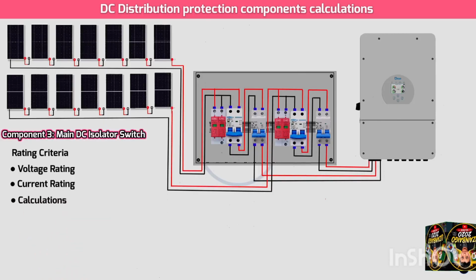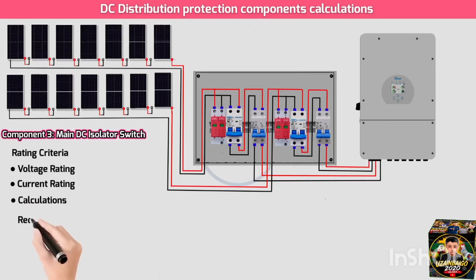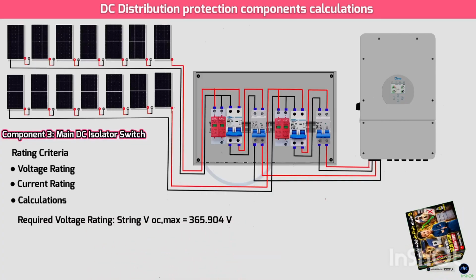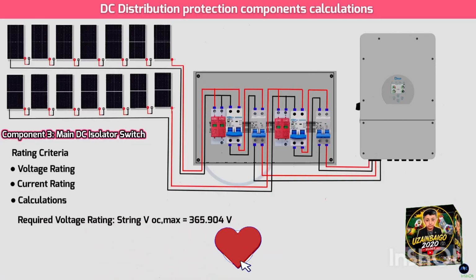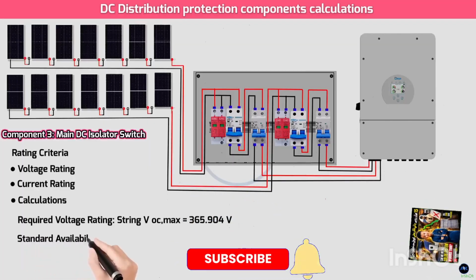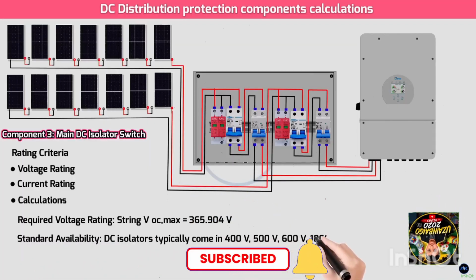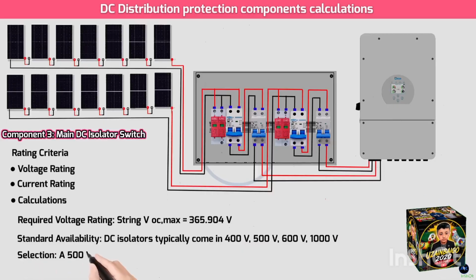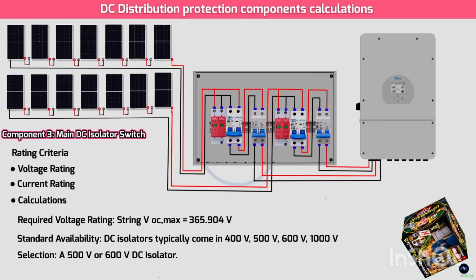Calculations. Assuming one main DC isolator handling the combined currents if the inverter had one MPPT, or for a dual input isolator. Required voltage rating: greater than or equal to string VOC max, which equals 365.904 volts. Standard availability: DC isolators typically come in 400 volts, 500 volts, 600 volts, 1000 volts. Selection: a 500 volt or 600 volt DC isolator.